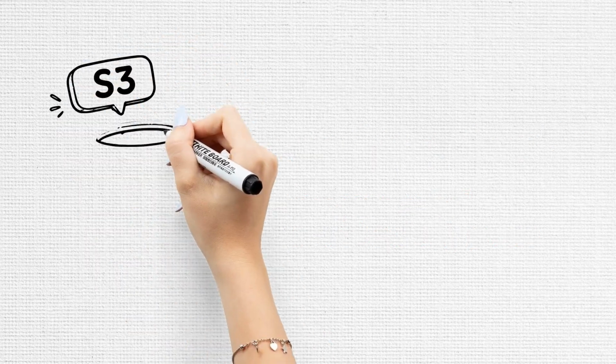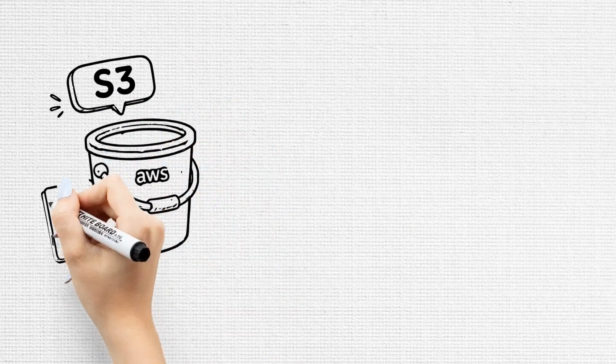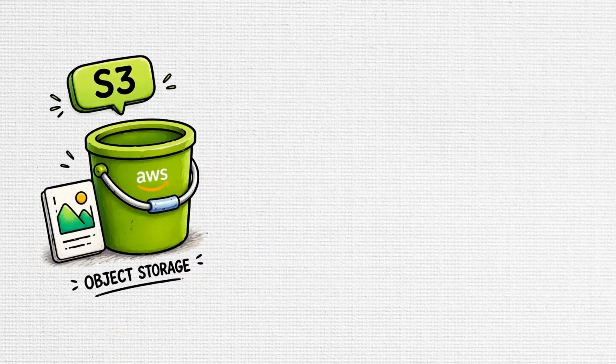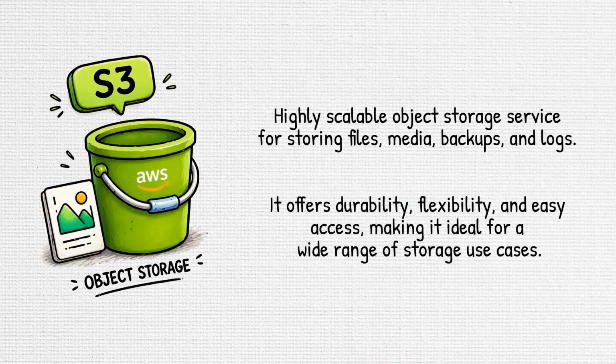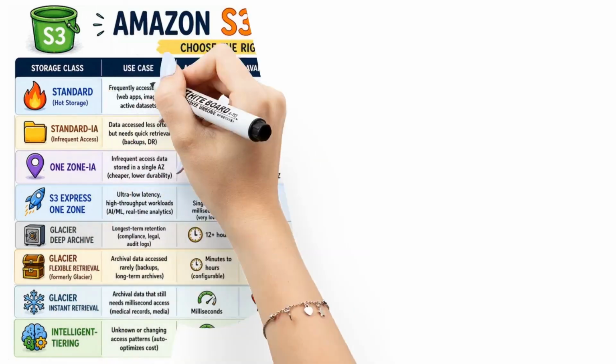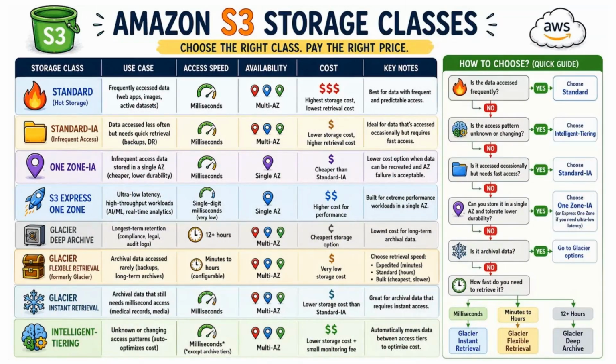Now, let's look at similar optimizations for S3, a highly scalable storage service for files, media, backups, and logs. But before that, let's quickly understand the different S3 storage classes. This will give you a much clearer perspective and help you make better optimization decisions. Let's quickly understand S3 storage classes in a simple way. First, standard. This is your regular storage for frequently accessed data.